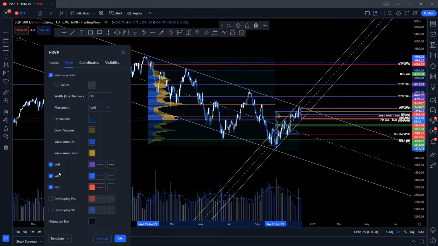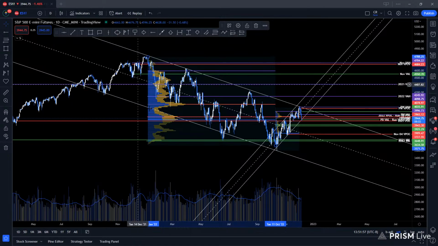Under style, you can turn on value area high, value area low, POC. If you'd like, you can turn on developing POC and developing value area high. I don't use those, but you can change. I mean, you can turn on everything on here. It's not going to affect anything as far as your settings are concerned.